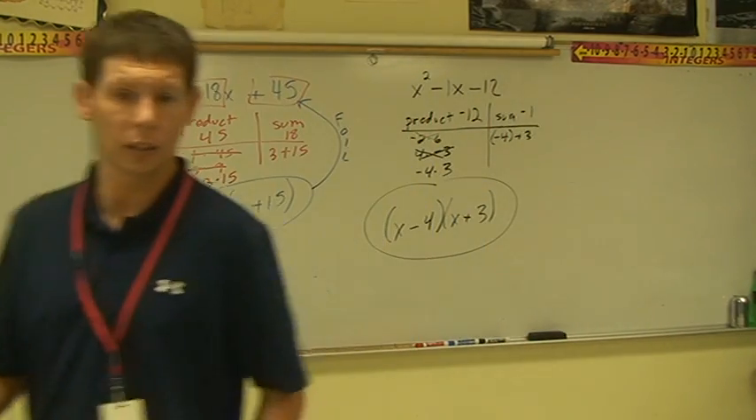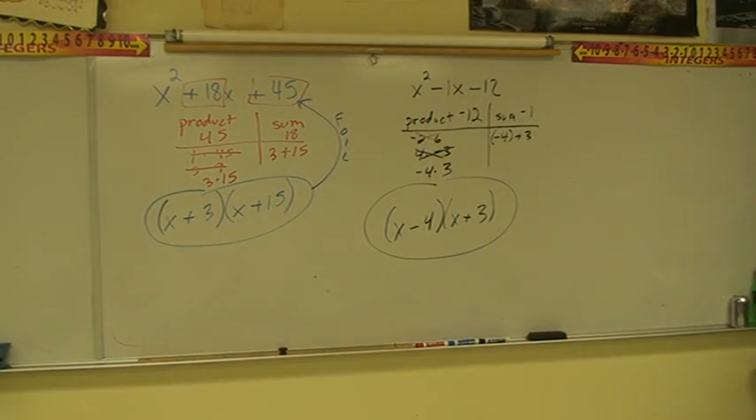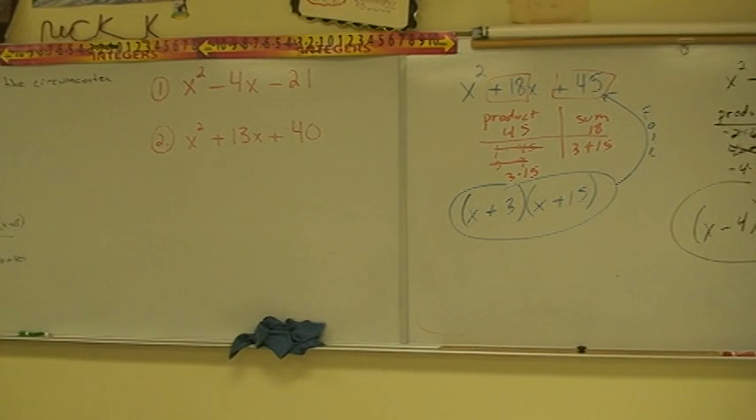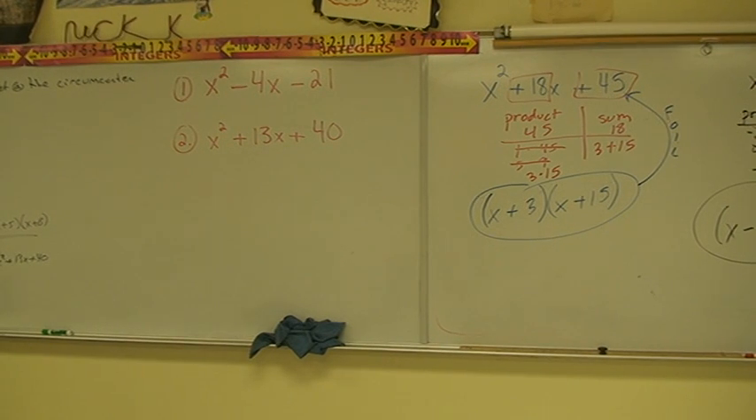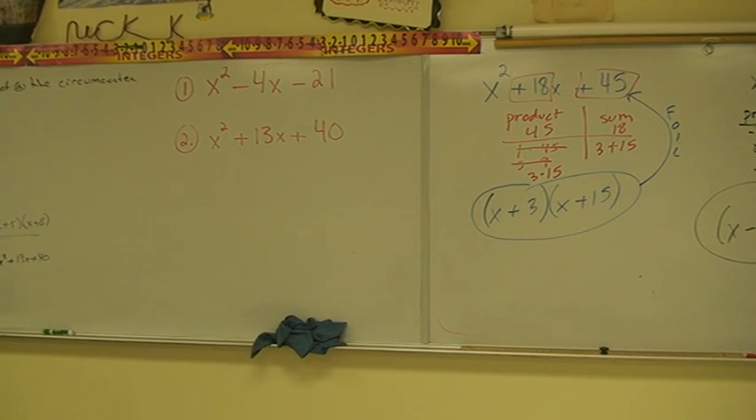Here are your problems to try. X squared minus 4x minus 21 is your first problem to try. X squared plus 13x plus 40 is your second problem to try. Submit those 2 answers on the Google form below this video.